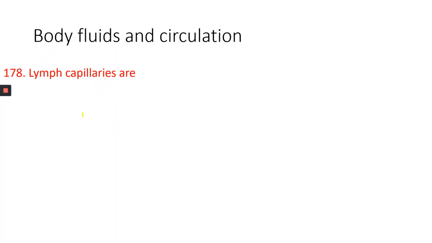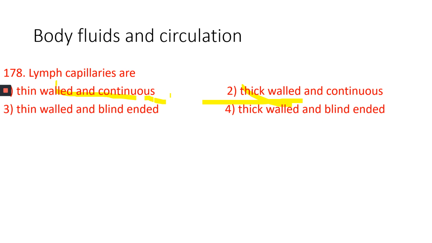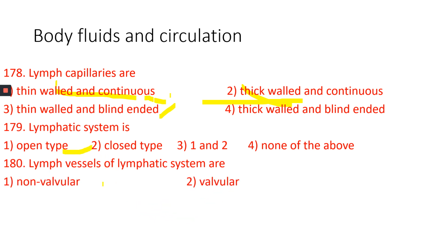Next one, 178. Lymph capillaries are thin-walled continuous, thick-walled continuous. What is the correct answer? Thin-walled and blind-ended. Next comes 179. Is the lymphatic system open or closed? It is an open system. What type of lymph vessels does the lymphatic system have? Are they valvular or non-valvular?